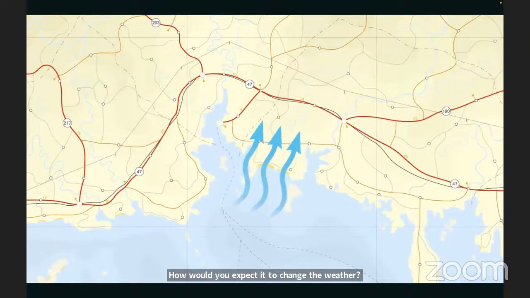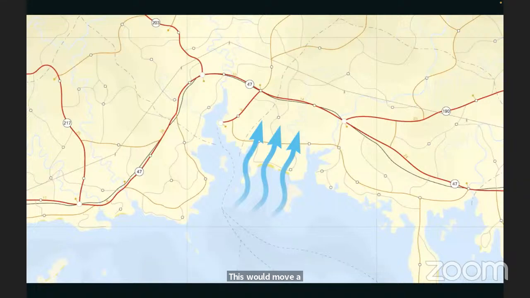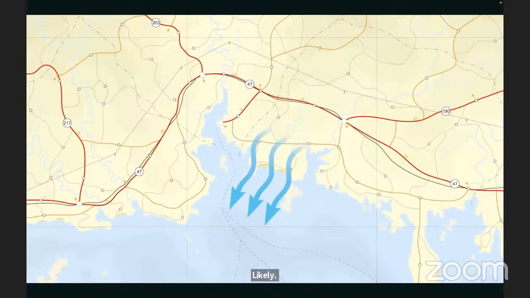If it was blowing from the south, it would be coming from over the sea. This would move a humid maritime air mass over the coast, likely causing precipitation. But if it was blowing from the north, it would bring the dry continental air mass with it, likely causing clear skies and big temperature changes.